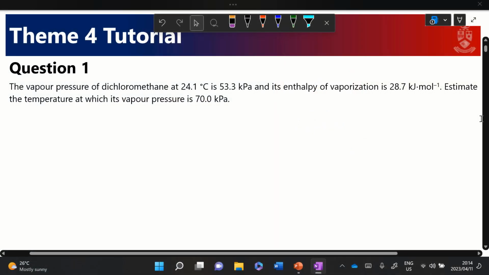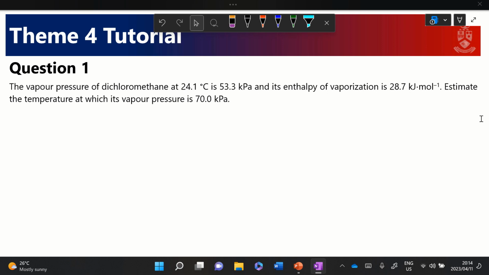Okay, so let's look at the first question of the tutorial. Here we're given the vapor pressure of dichloromethane at 24.1 degrees Celsius is 53.3 kilopascals, and its enthalpy of vaporization is 28.7 kilojoules per mole. Then we're asked to estimate the temperature at which its vapor pressure is 70 kilopascals. Right, so immediately we know it's a liquid-vapor equilibrium, or transition.